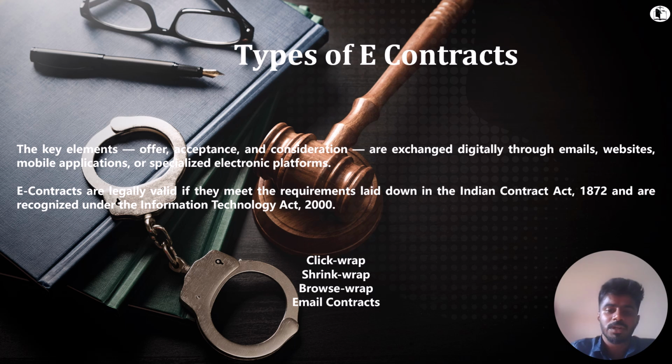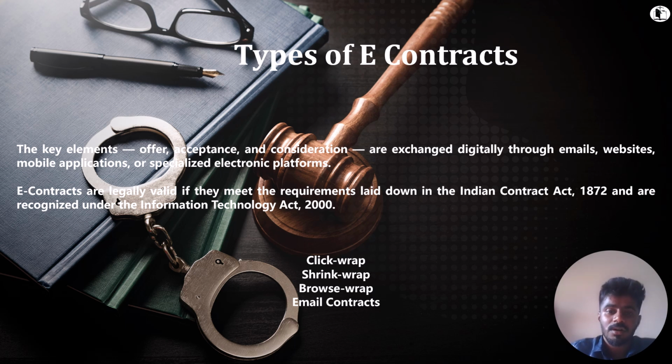And there are types of e-contracts. First one, click wrap agreement. This means the user must actively click an I agree or accept button to consent to the terms and conditions. For example, installing software like Microsoft Office or Adobe Reader, where they must agree to the license terms before proceeding. And second one is shrink wrap agreements.